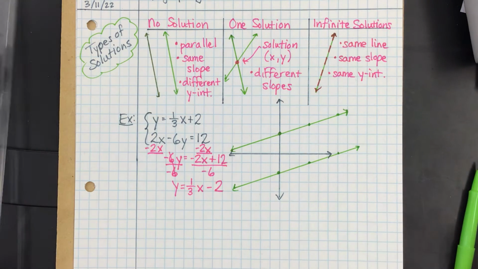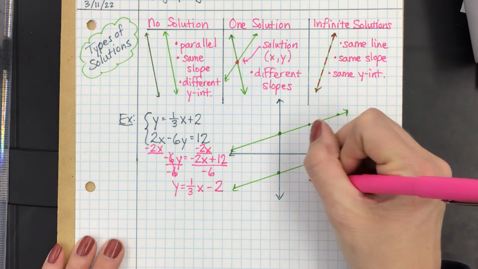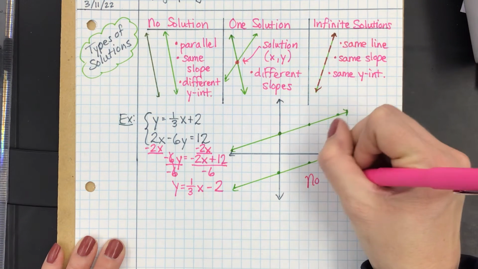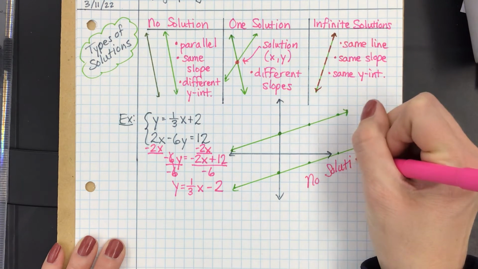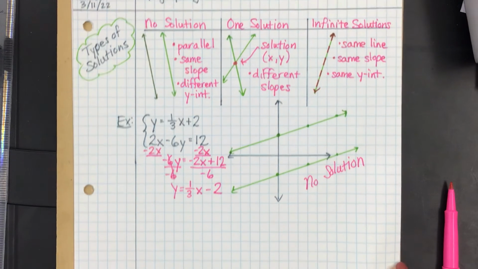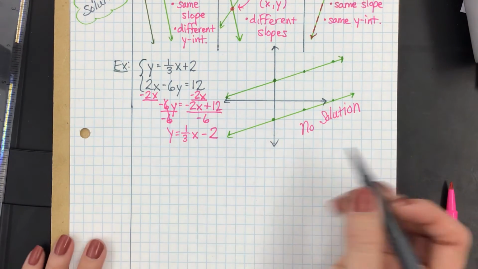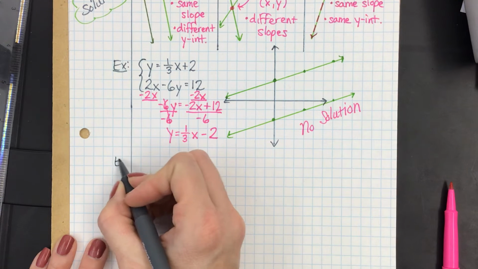Okay, and you can see they never cross. They're never going to cross. They have the same slope. They're going to continue on in both directions forever and ever. So this one is no solution. There is no ordered pair that works in both of those equations. So far, so good?